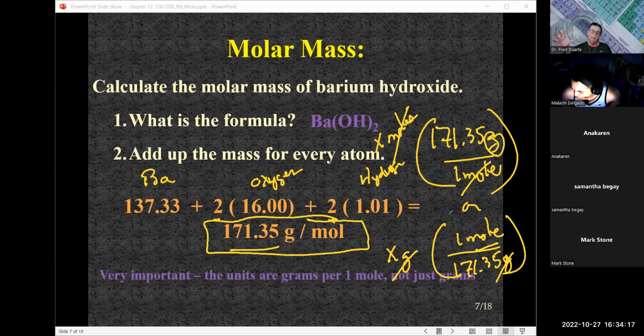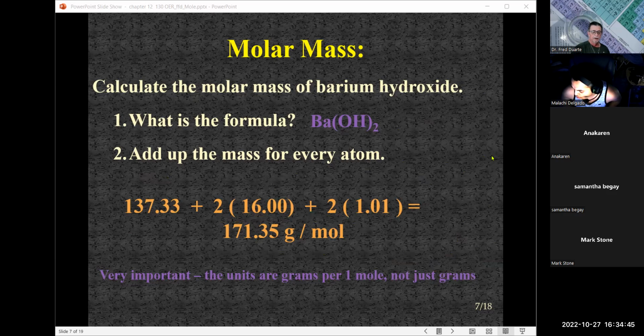And from the moles of the compound that I'm looking for, and given its molar mass, I can now convert to grams of whatever compound I'm looking for. The intermediate unit is moles. And that's why moles is an important concept that we need to grasp, and how to convert from grams to moles and moles to grams. Okay, all right. So that is the molar mass for barium hydroxide.